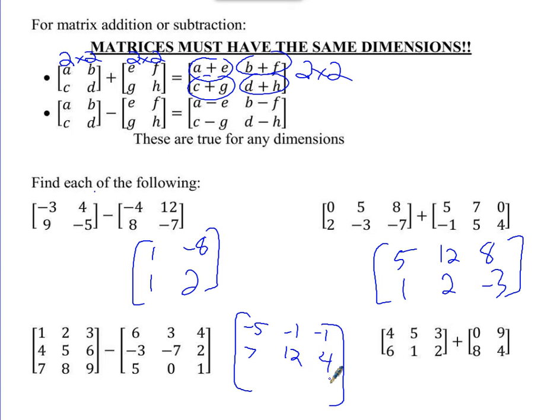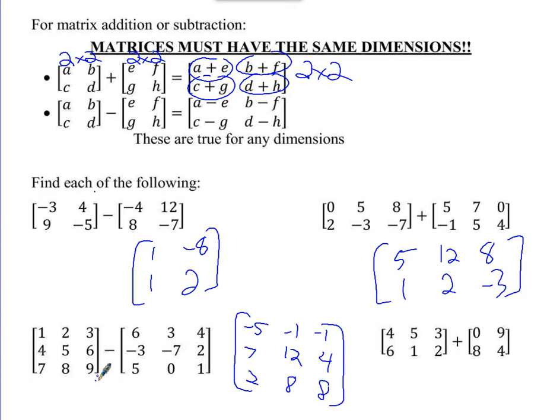And the bottom row. 7 minus 5 is 2. Yeah, 8 minus 0 is still 8. And then 9 minus 1 is 8. So that would be your answer for those matrices.